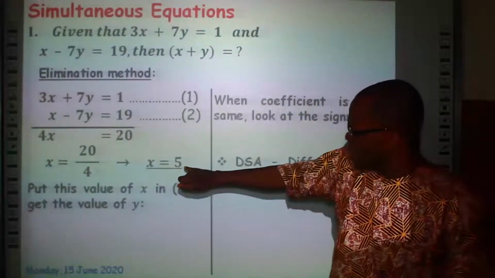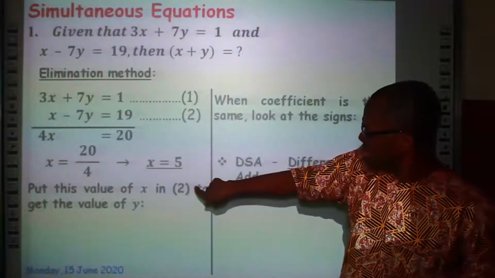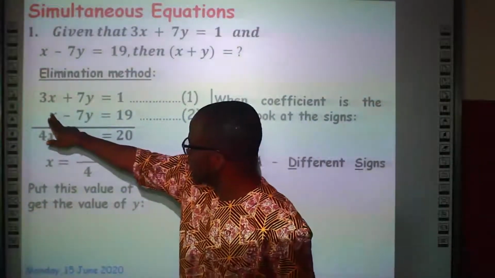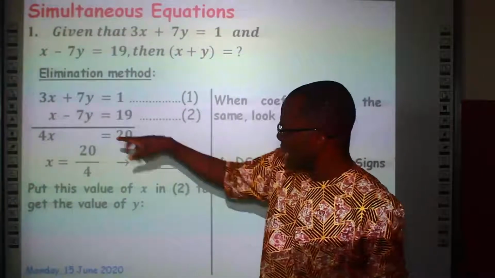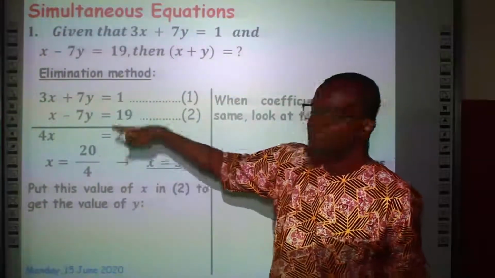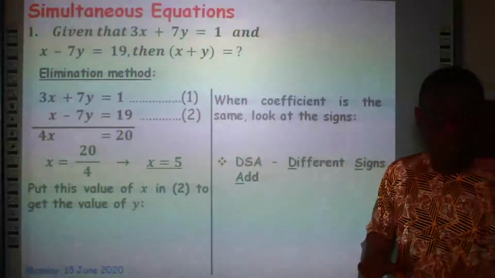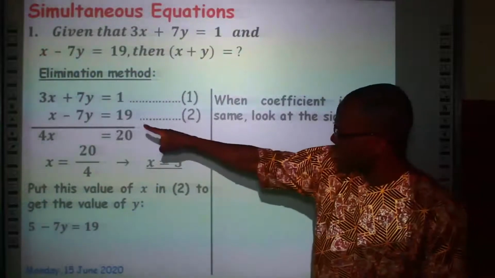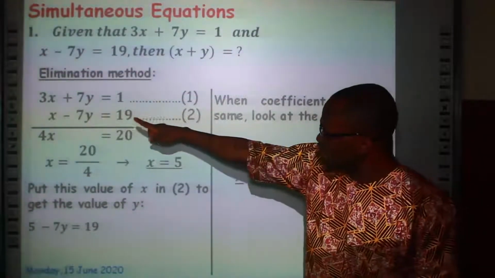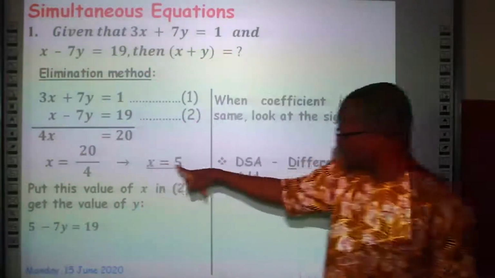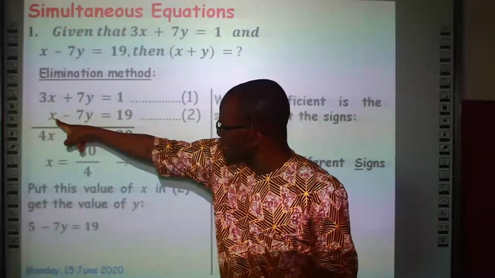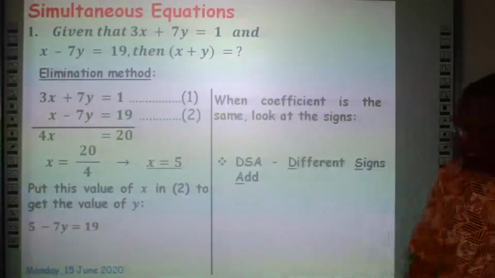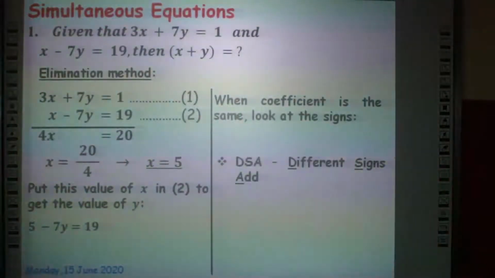So with x being equal to 5, we put this value of x in equation 2. Anywhere you see x, it will be replaced with its value, which is 5. And from there, we should be able to find the corresponding value of y. So in equation 2, which is originally x minus 7y is equal to 19, we now replace x, which is 5, in that equation. So you have 5 minus 7y is equal to 19. And from there, we can then solve for the value of y.